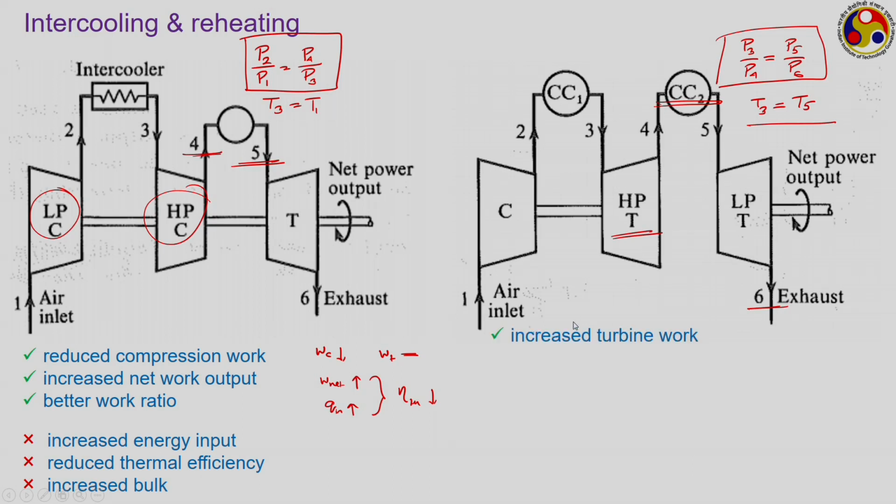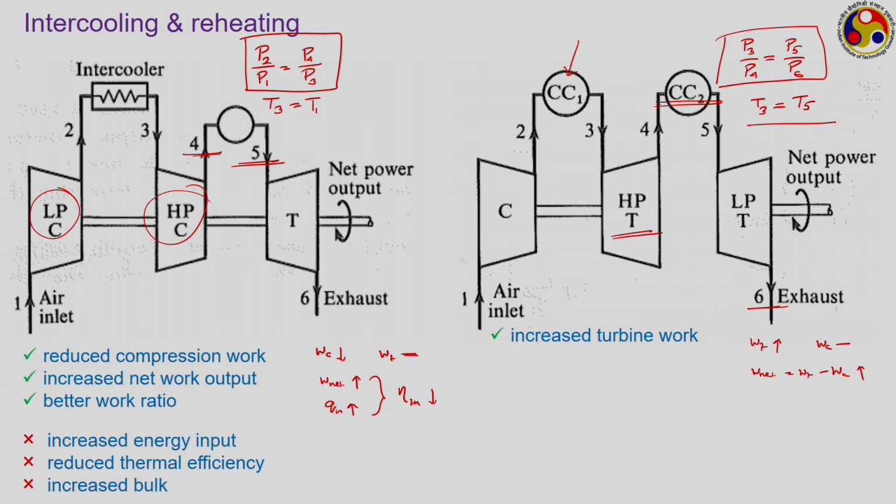For reheating, again we are having an increase in the turbine work. So, in this case the turbine work is increasing and the compression work may remain the same if there is no change in the compression side. So, the effect will be the net work output, which is the turbine work minus the compression work, that is going to increase. However, here we are having additional energy requirement because we have to supply energy into combustion chambers. We are adding energy in combustion chamber 1 and we are also adding energy in combustion chamber 2 because of the reheating requirement.